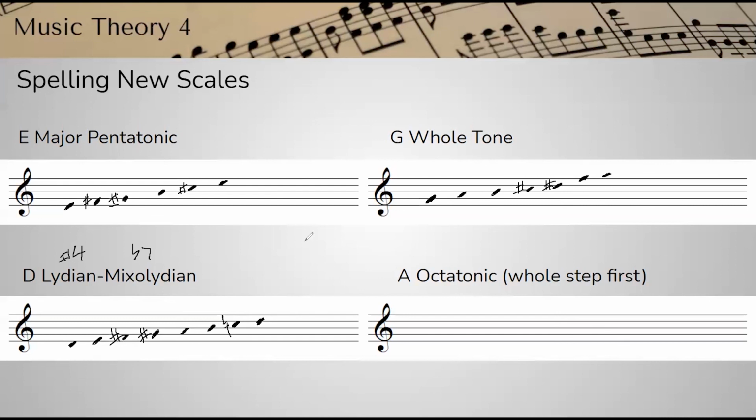Okay, and then finally, our last synthetic scale here, the A octatonic, and it says start with whole step first. So start on the note A, and we're just going to alternate half steps and whole steps until we get to the end, starting with a whole step. So A to B natural is a whole step. B natural to C natural is a half step. Now, I always get kind of lost in this, so I might even just mark this. So I'll say 1 and then half.